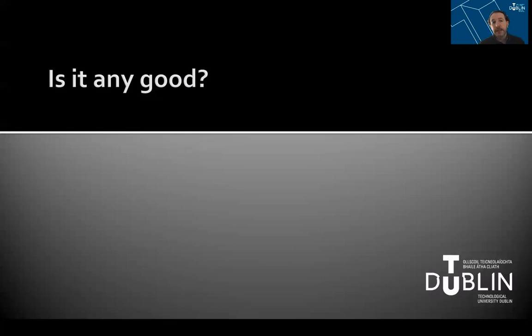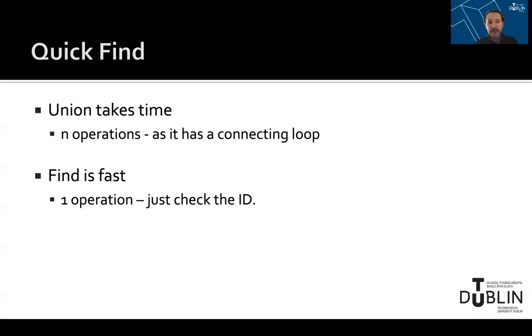So, is it any good? How fast is it at connecting? Union takes n operations as it has a connecting loop. So that means that if you have a million people and 2 people connect, it has to do a million operations. But if I ask are 2 people connected, it just has to check one operation. So it's very fast to find if they're connected, but it's not very fast to connect them.